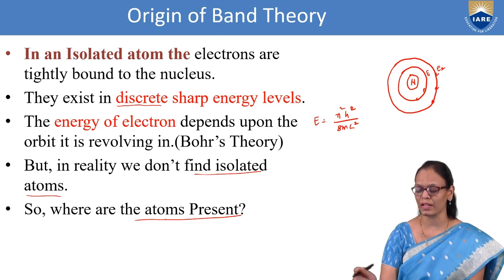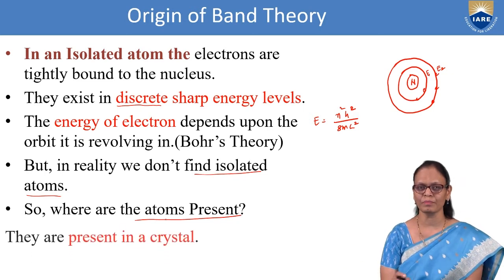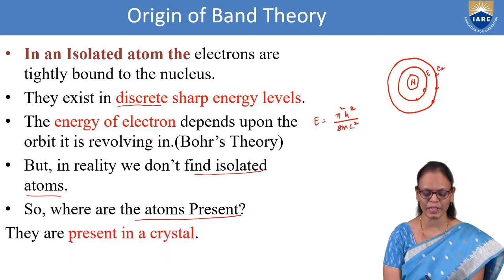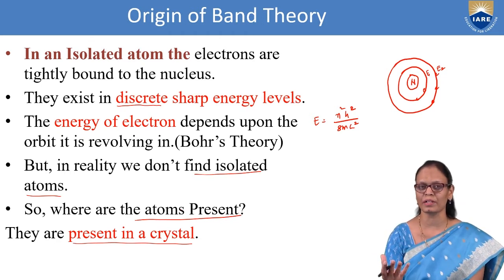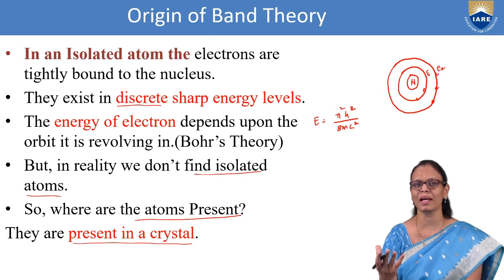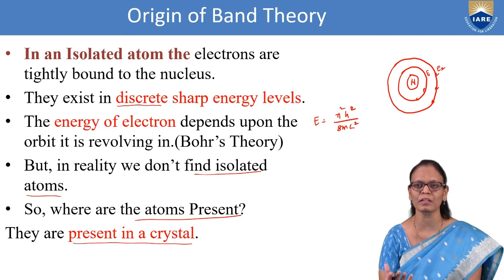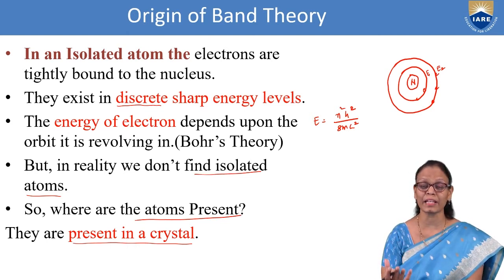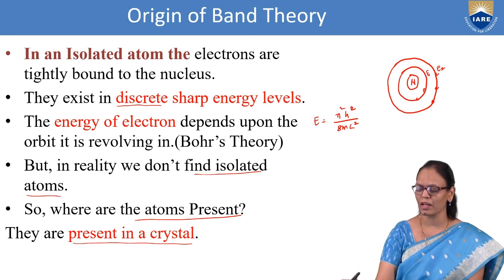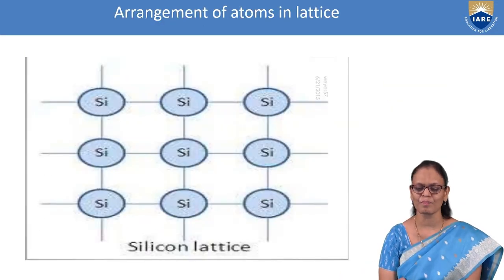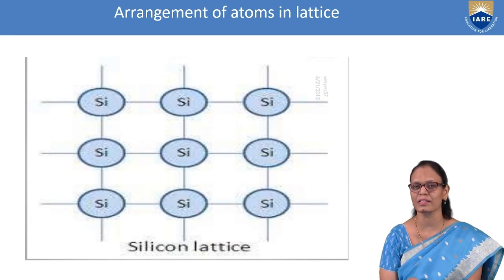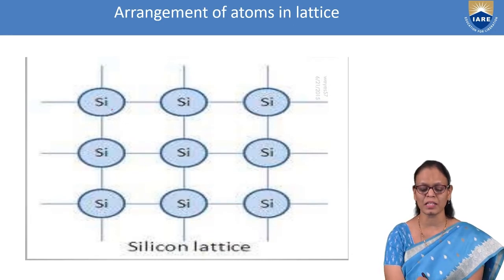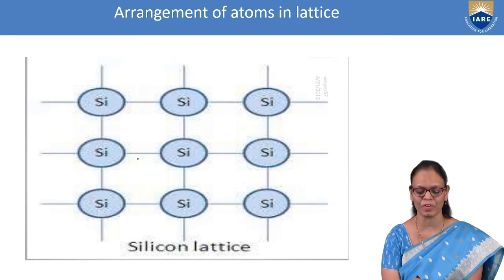So to understand, what we do is we see they are present in a crystal. Whenever you take a crystal, we say a crystal consists of n number of atoms. That n depends upon the atomic number of that particular crystal or particular element we are talking about. Now, if you see the arrangement, how are these atoms arranged in a crystal? We say they are arranged in a periodic fashion.